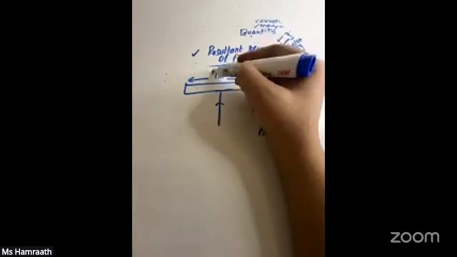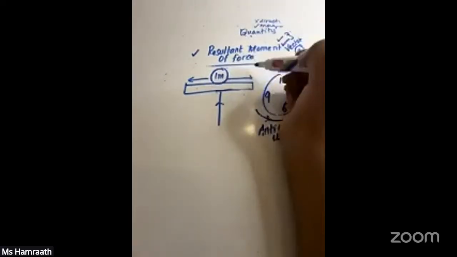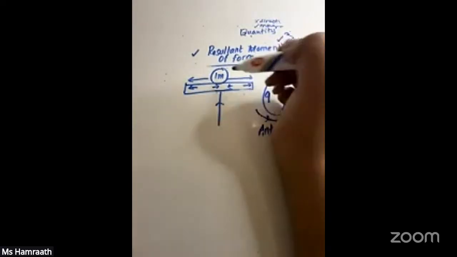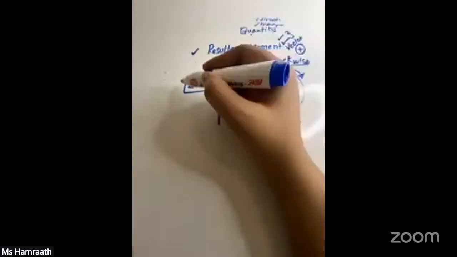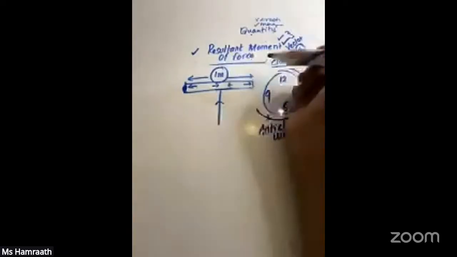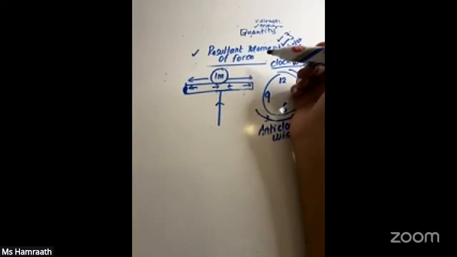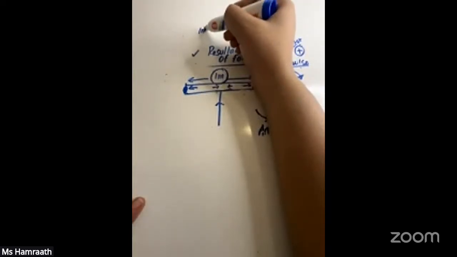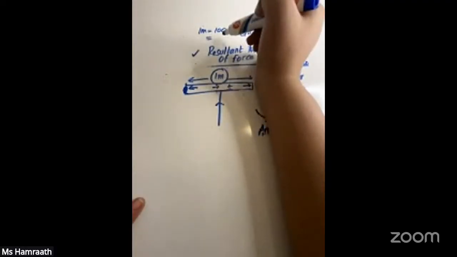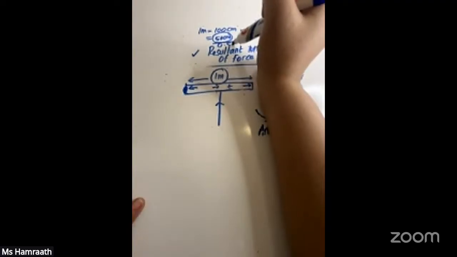Can everyone tell me, if I divide the 1 meter, what will be the value from the center? Let's imagine the rod is fixed from the corner. From this point to this point, what is the perpendicular distance? I told you that 1 meter equals 100 centimeters. Half of 100 centimeters is 50 centimeters. If I convert 50 centimeters into meters, it is 0.5 meter.